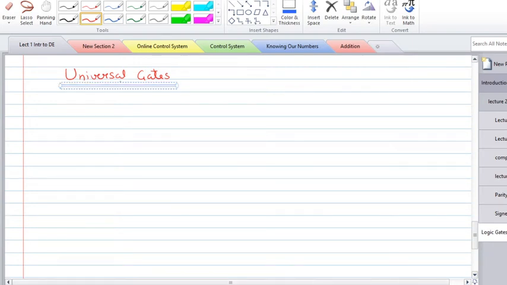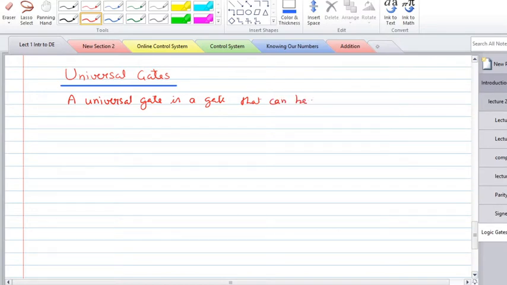Now let's see what is a universal gate. A universal gate is a gate that can be used to design other gates or circuits without the use of any other gate.